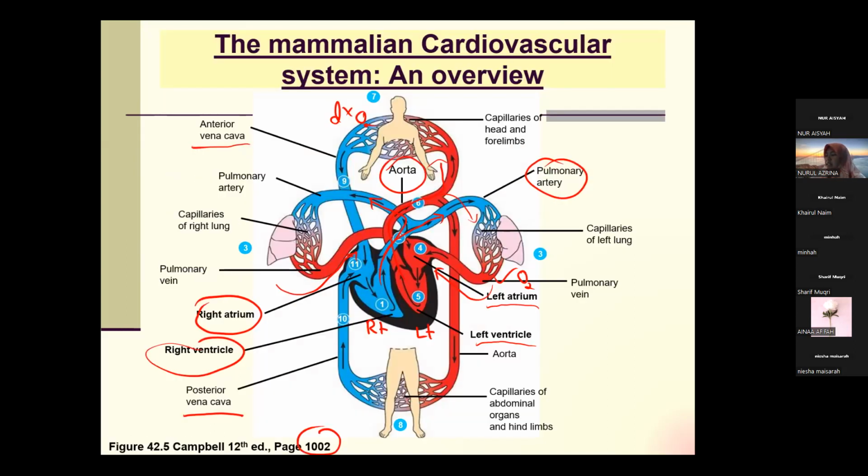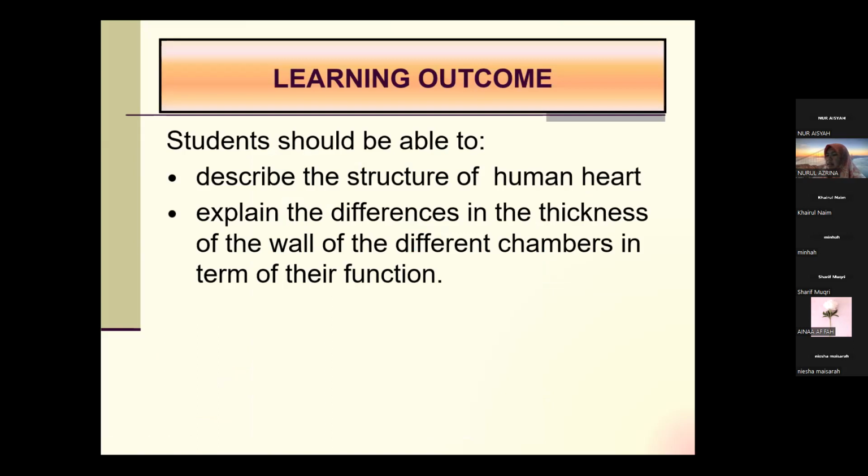Okay, next. Describe the structure of the human heart. The next LO is to explain the differences in thickness of the walls of the different chambers, also in terms of their function.